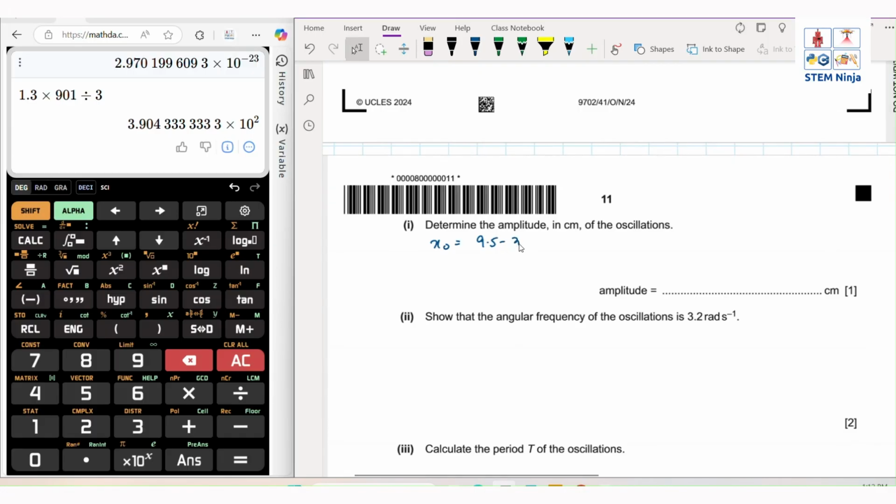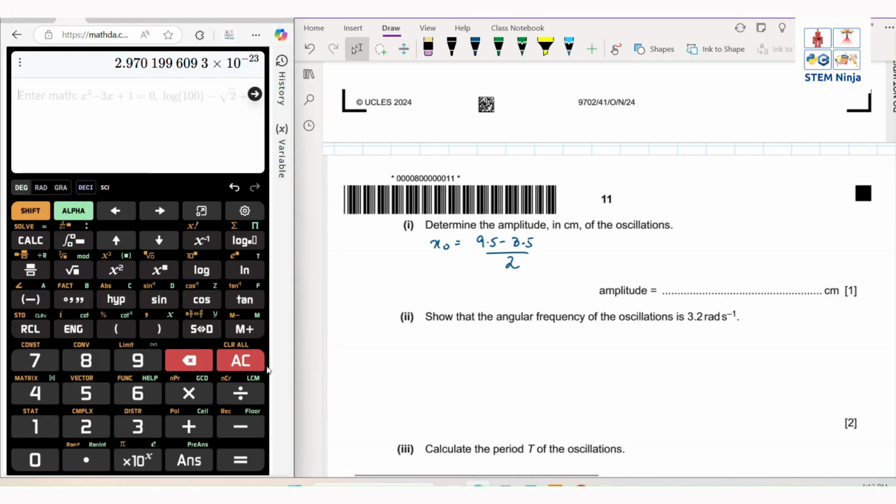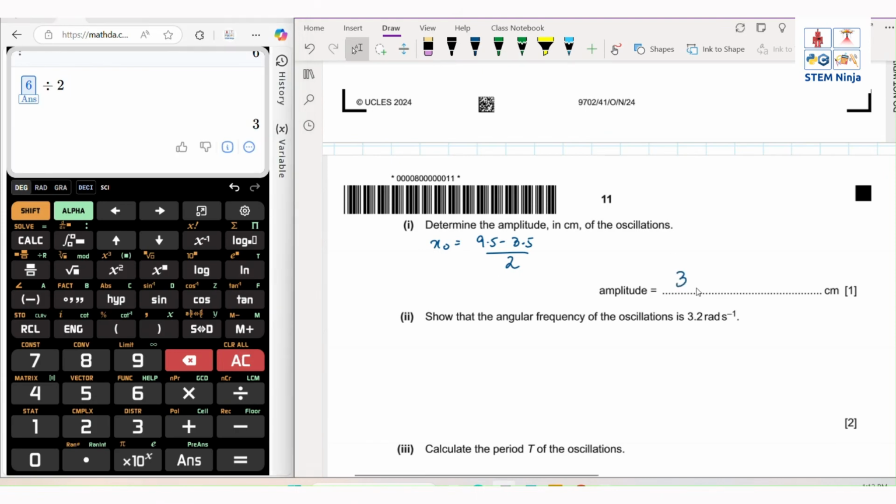9.5 minus 3.5 divided by 2 is just 3 centimeters. Show that the angular frequency of oscillations is 3.2 radians per second.